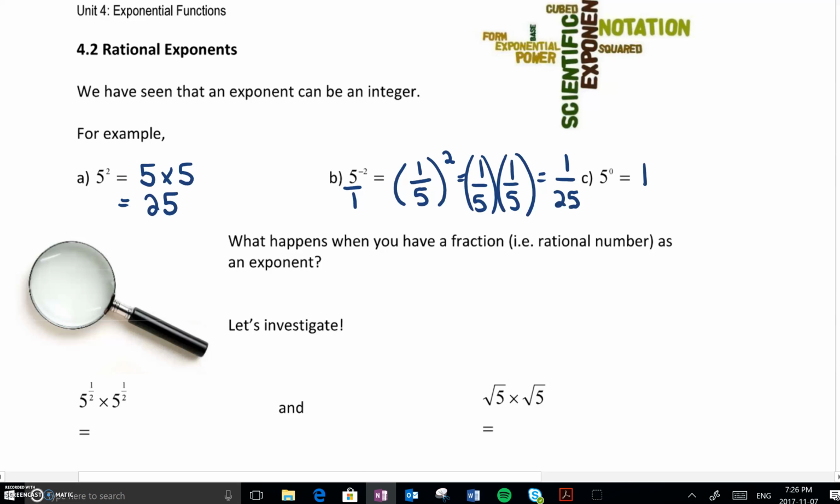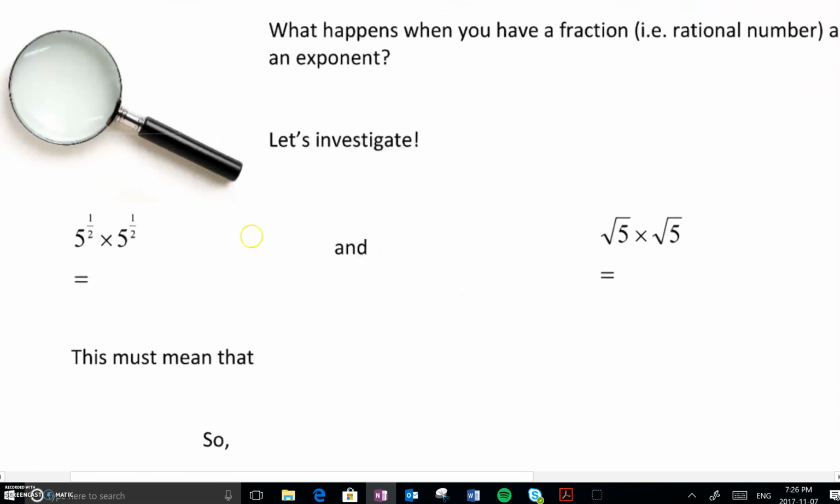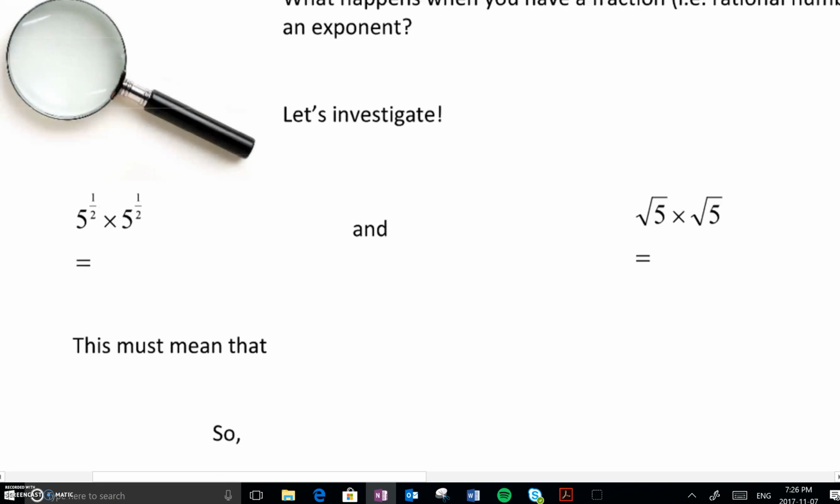So what happens when you have a fraction? So we have positive exponents, negative exponents, exponents of 0, but the key word here is rational exponents. So rational numbers as exponents. So let's take a look at what's going on here. If we have 5 to the power of 1 over 2 times 5 to the power of 1 over 2, that means that the bases are the same. So based on our exponent laws, we have to keep the same base and add these exponents. So basically 1 over 2 plus 1 over 2 is 2 over 2, and 2 over 2 is equal to 1. So 5 to the power of 1 is 5.